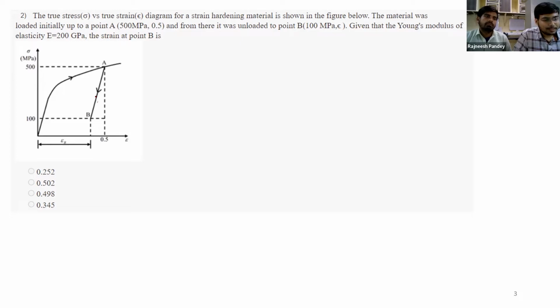We are given the Young's modulus, and we know that Young's modulus is nothing but the slope of this line, of this elastic region, basically.